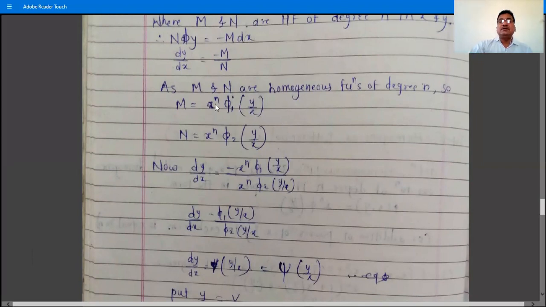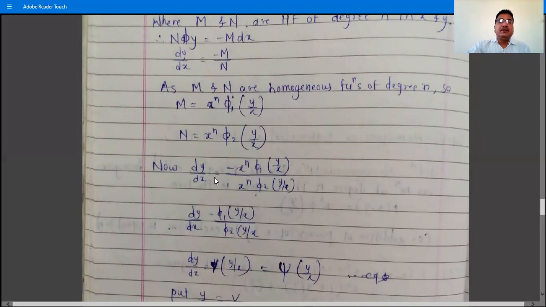So because these M and N are two different homogeneous functions of degree n, this function phi1 of y by x depends on the value of M, and this function phi2 of y by x depends on the value of N. But we have the same power of x, n, in both places, because M and N are homogeneous functions of degree n.